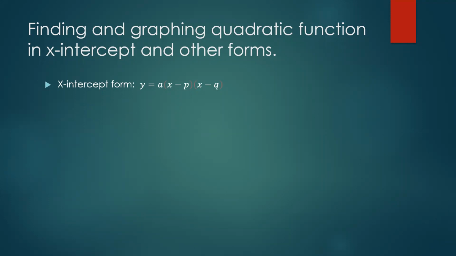If you recall in the first lecture, one of the forms of a quadratic is x-intercept form. You can't really see it, but there are parentheses here: y equals a times (x minus p) times (x minus q). An example would be y equals 3(x plus 2)(x minus 5). It's in the most factored form it can be, and we'll go over this form.